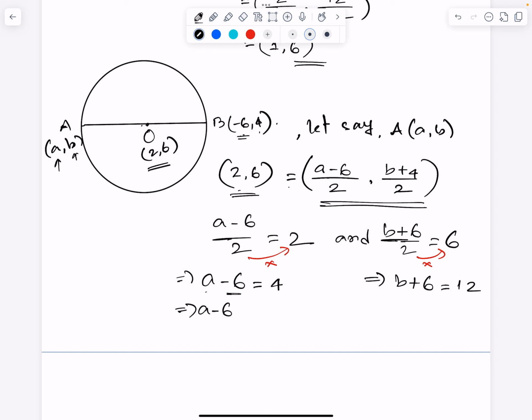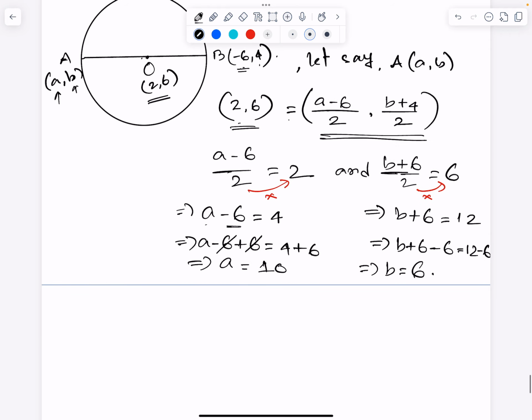For taking away -6, we are going to add +6 on both sides of this part. So -6 plus 6 cancels, and we get a equal to 10. And the same thing here: b plus 4 minus 4 equals 12 minus 4, so we get b equal to 8. So we get our one endpoint, which we had to find. This is A, so the point A is (10, 8). That's how we can find the unknown endpoint if one endpoint is known, along with the midpoint.